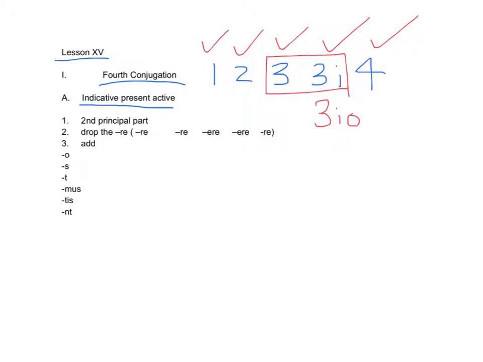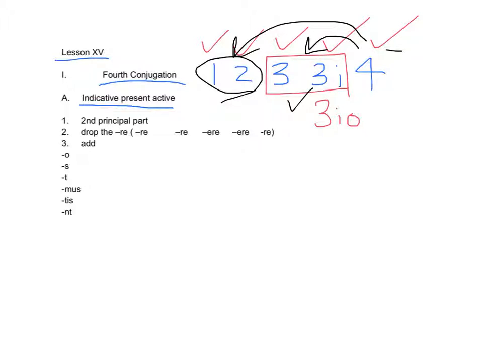So the indicative present active for the fourth conjugation, this is the final conjugation that you have not learned yet. I do want to point out to you that the first and second conjugation always behave like one another. Third and third I always behave like one another. And fourth sometimes behaves like first and second, and sometimes fourth behaves like third and third I. So fourth is a little unpredictable. That's why it's taught last.